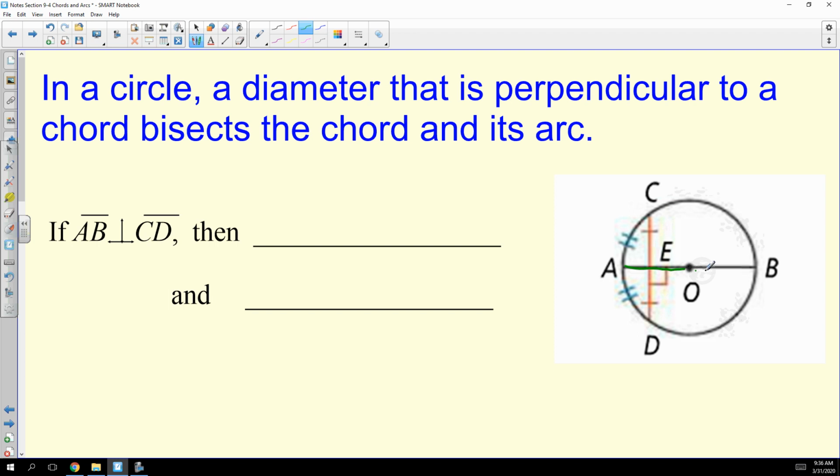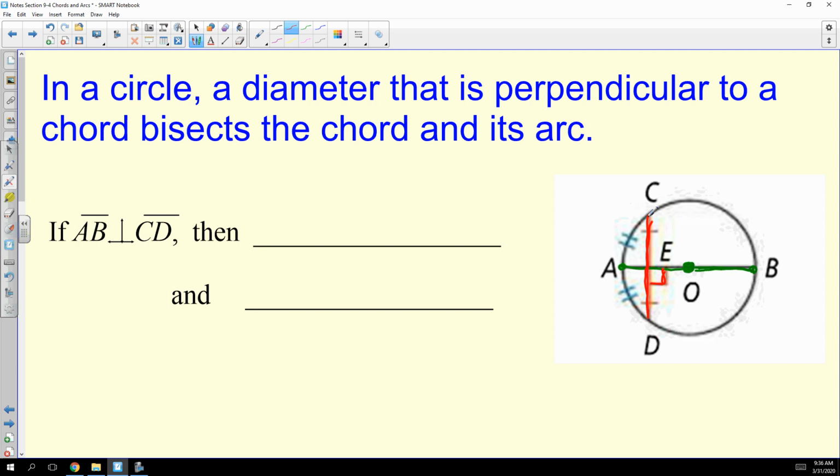Chord AB is the diameter because it passes through the center of the circle, and remember that it has endpoints on the circle, right? So it has endpoints on the circle and it passes through the center, okay? And it is shown in this diagram that it is perpendicular to a chord of the circle, and that chord is chord CD, right? And so it bisects the chord and its arc.